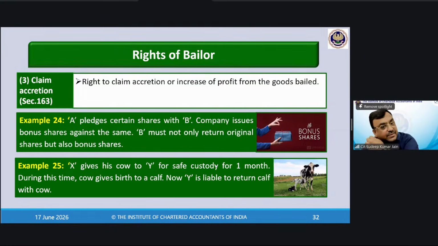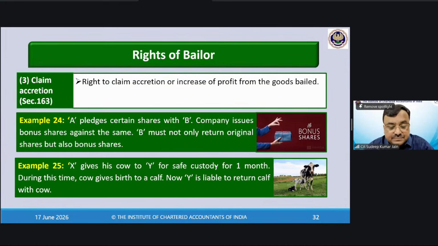What is the example? A has given shares to B as security for a loan. During the period when the shares are held with B, the company issues some bonus shares. Now, because ownership is not transferred, ownership of the shares belongs to A only. The bonus shares will also be for A. So in this case, if B receives bonus shares on behalf of A, he should return the original shares and the bonus shares to the bailor.